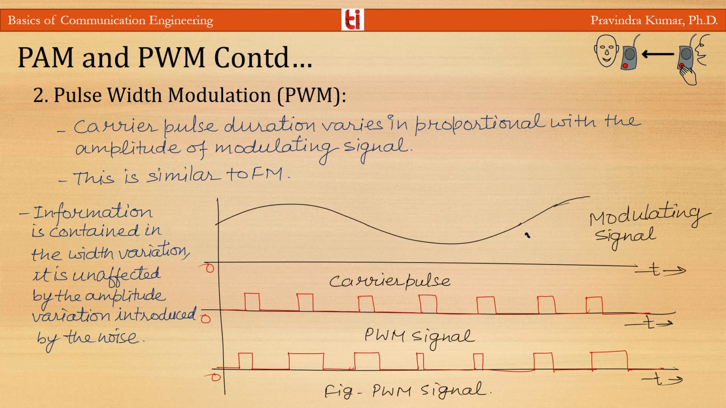And you can see this is the modulating signal, and the width of the carrier pulse is going to change in accordance with the modulating signal. So when the modulating signal is high, the duration of the pulse is large, and when the modulating signal is low, then the pulse duration will be less. So there is pulse width variation in accordance with the modulating signal.